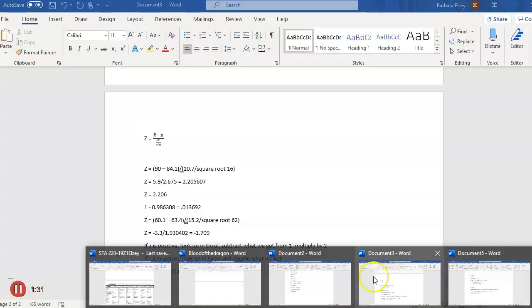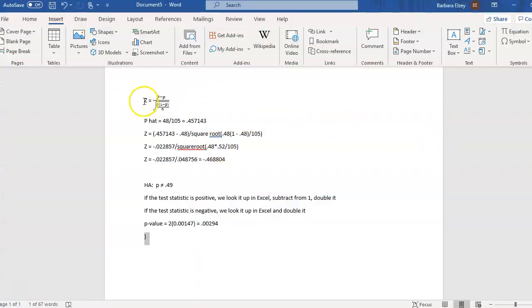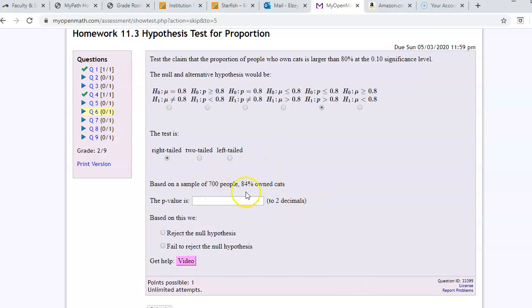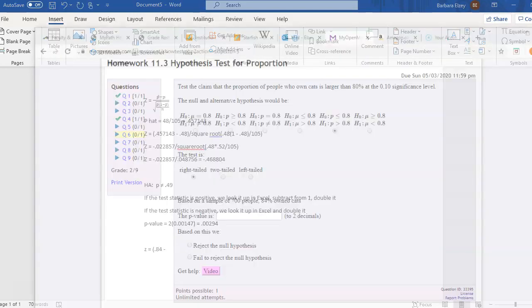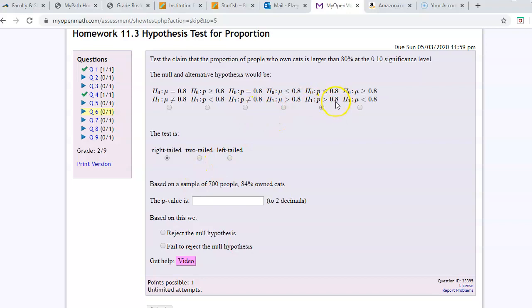And I can pull up the document we had. There is our calculation for the test statistic. There's our formula. So let's go ahead and start that formula. All right, so we had P hat in the question. Let's go back. P hat is 84% owned cats. Now, as a decimal, that's 0.84. So on the top, we'll have 0.84 minus our value for P, which I believe was 0.8. So that's right here. Yes, it's 0.8.